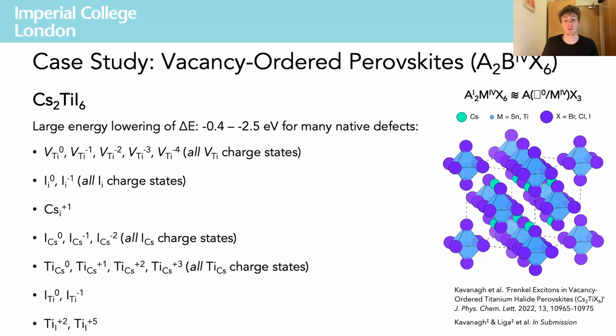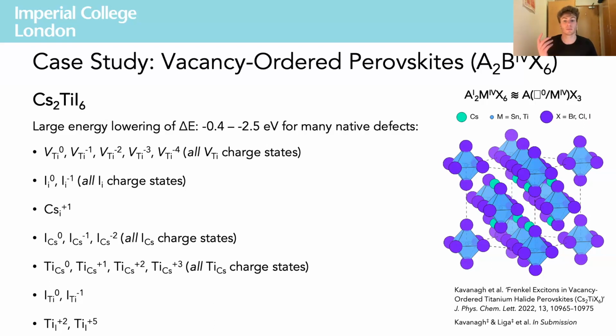Another particular type of perovskite that we've been working on recently is the vacancy-ordered double perovskite class, where we have found strong excitonic effects to be present. When employing ShakeNBreak to identify defect reconstructions in this material, again, we find a large number of energy-lowering reconstructions for the native defects with drastic effects on the formation energies.